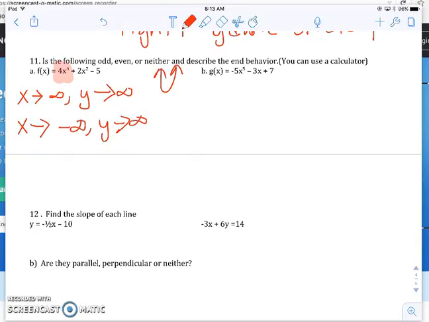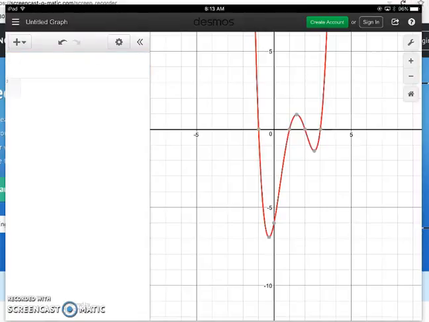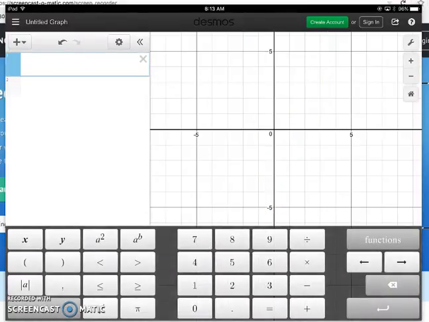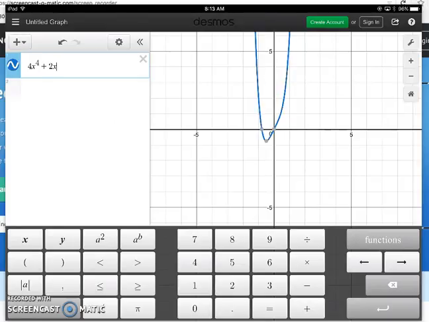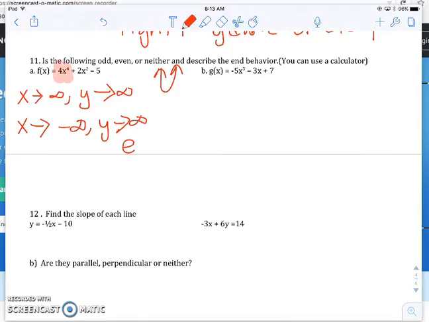And then for odd, even, neither, we could graph it. So if we go to Desmos here, let's see, we got 4x to the power of 4 plus 2x squared minus 5. Well, if we graph it, it's reflection over the y-axis. So if we go back here, this one must be even.